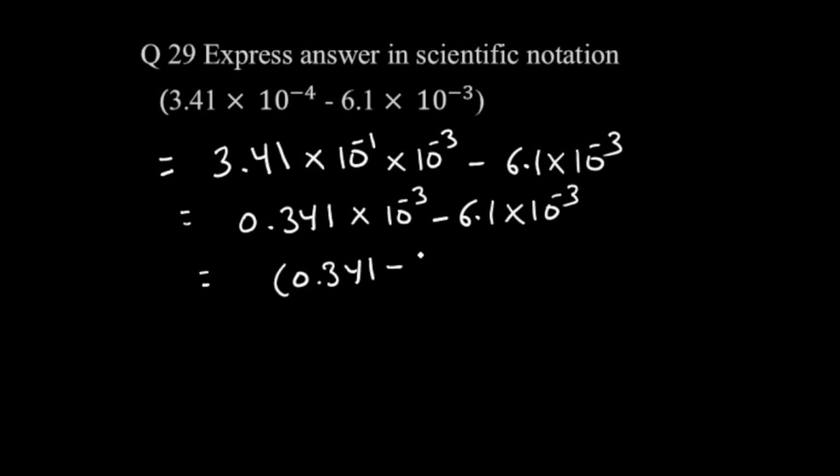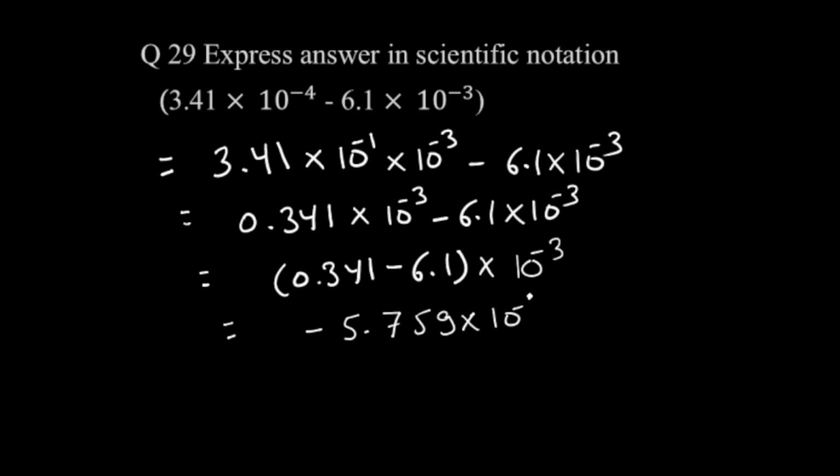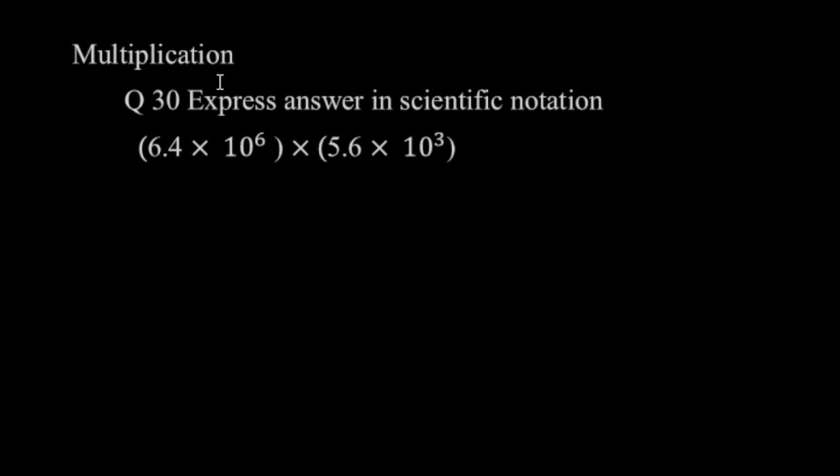0.341 minus 6.1 multiplied 10 to the power minus 3. 0.341 minus 6.1, minus 5.759 multiply 10 to the power minus 3. Now move to the another topic. The another topic is multiplication. How can we multiply these two terms?